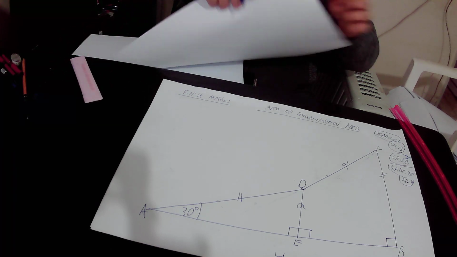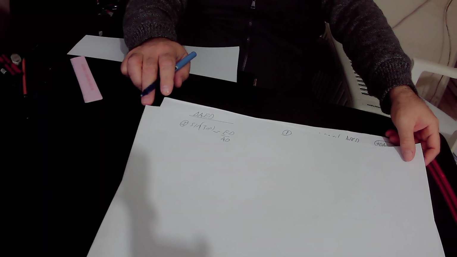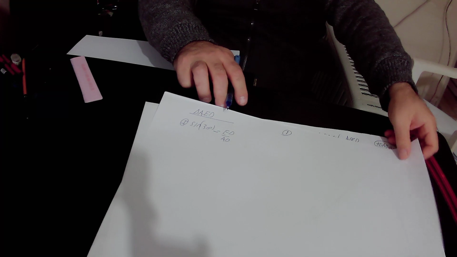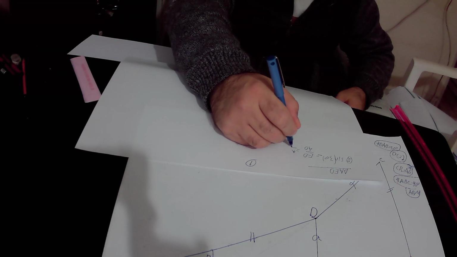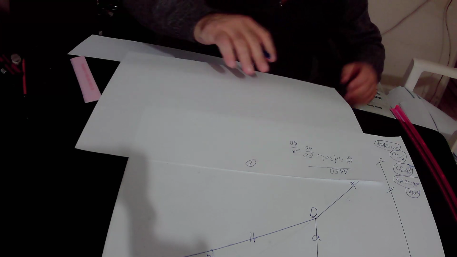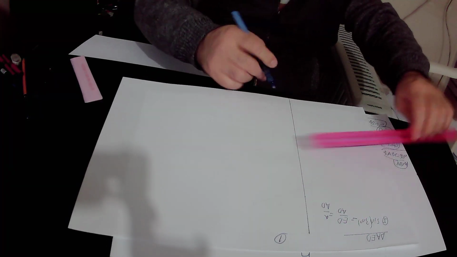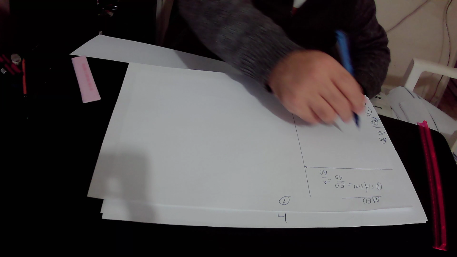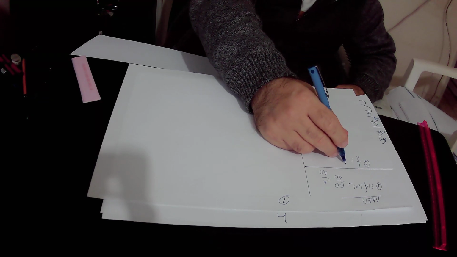I repeat again, on the right triangle AED, sine 30 degrees equals ED over AD, but ED equals A units according to our definition, so we will substitute ED by A. And sine 30 degrees equals 1 over 2. So 1 over 2 equals A over AD.